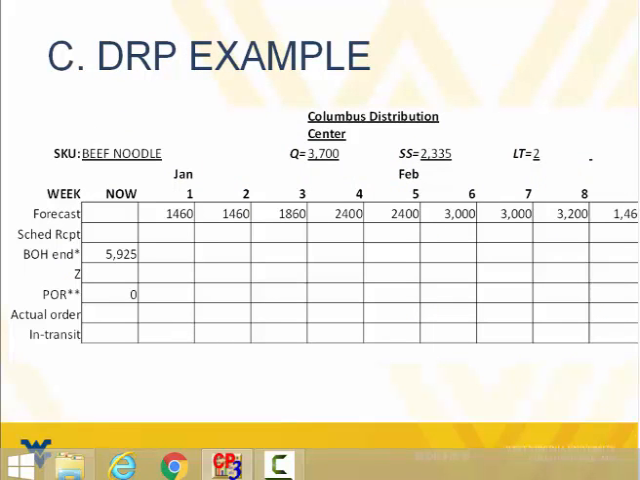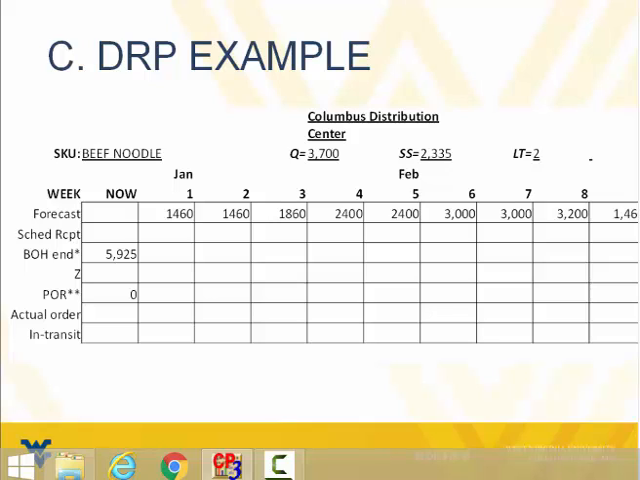So here we have one SKU, which is the beef noodle soup, located at the Columbus Distribution Center. We've calculated an order quantity of 3,700 units, a safety stock of so much, and our carrier gives us a lead time of 2 days. This is coming from central Pennsylvania, somewhere in Center County. And we start with a balance on hand in the current period of 5,925 units in the Columbus DC.